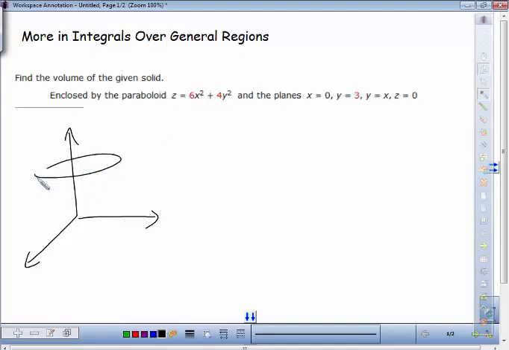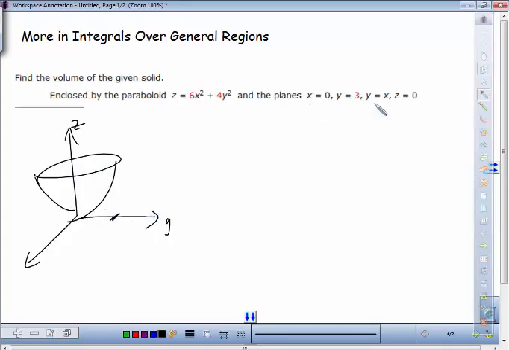I think in general that's an elliptical paraboloid. The cross sections are not perfect circles. They're probably ellipses, and you can see what the ellipses are by just taking a look at these coefficients of 6 and 4. The plane x is equal to 0. When x is equal to 0, that's the yz plane. Y is equal to 3. So y is equal to 3 up here somewhere.